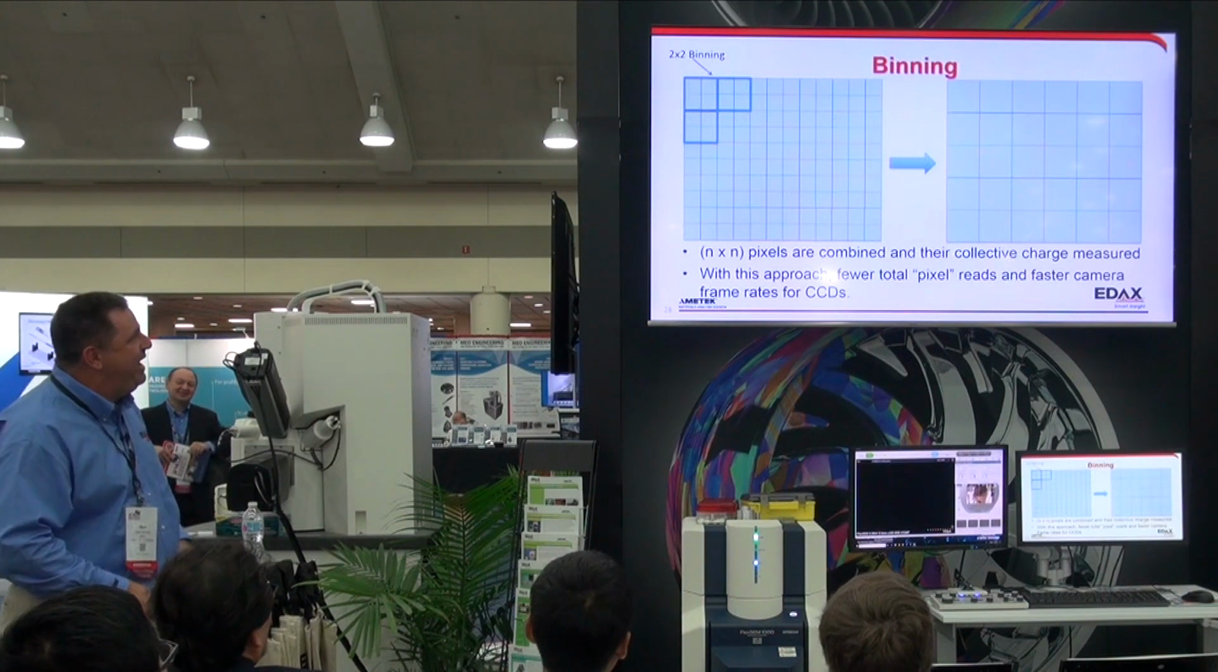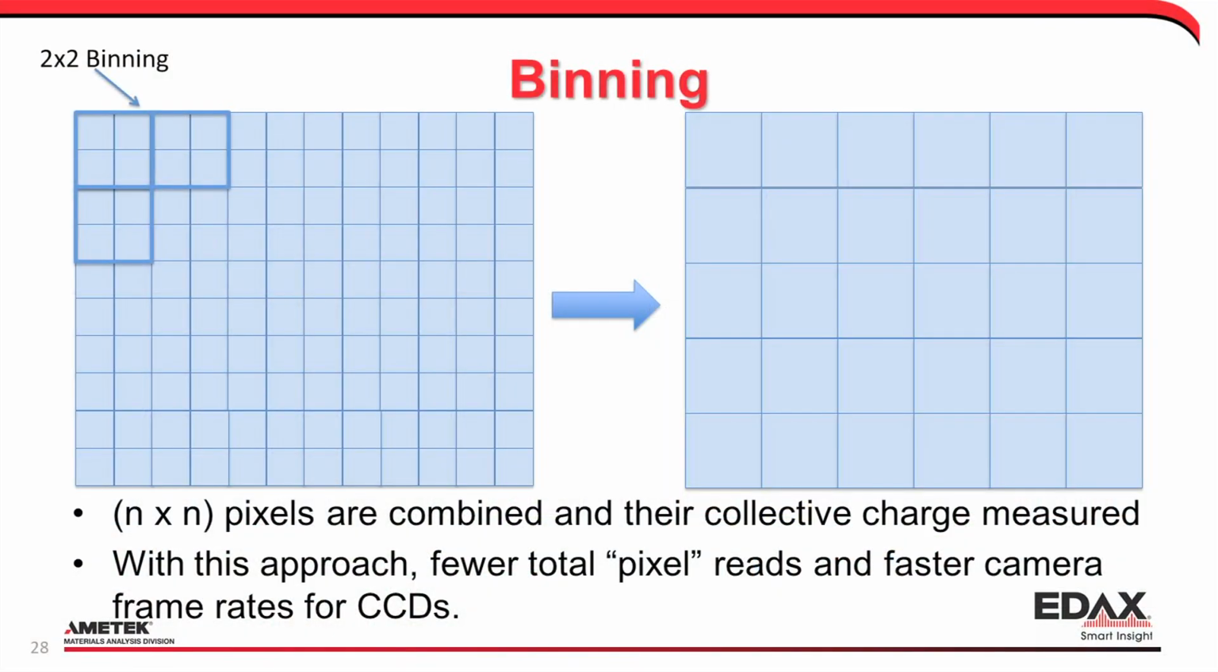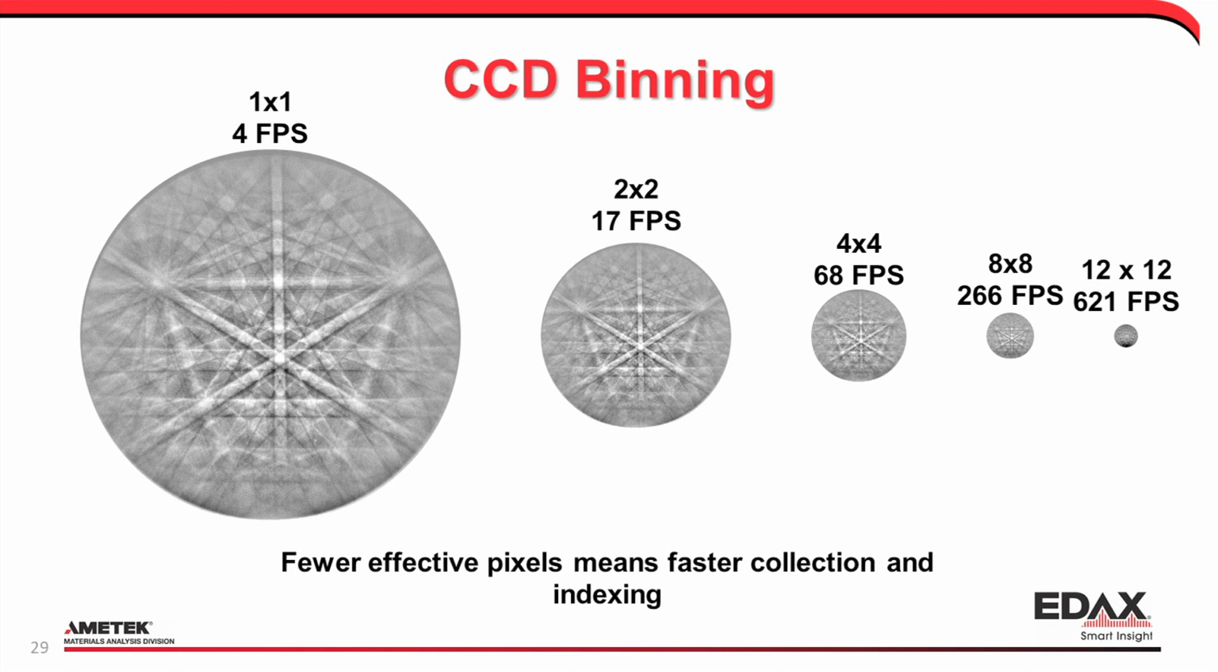So we talk about binning. This is just a little example. We start with a certain array of pixels, and we combine those pixels to create a smaller resolution image. Fewer pixels mean we have less data to transfer, and for CCDs in particular, you had to do this to get the frame rates. This shows what we would get for CCD binning: your camera would operate at one speed at one resolution, and you get faster images as you increase your binning for collection.